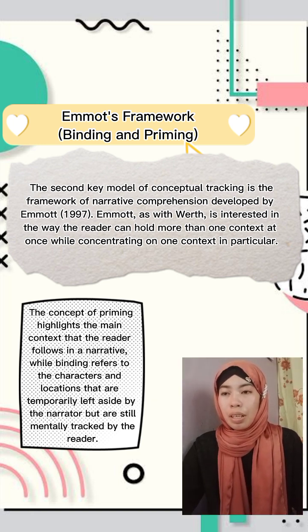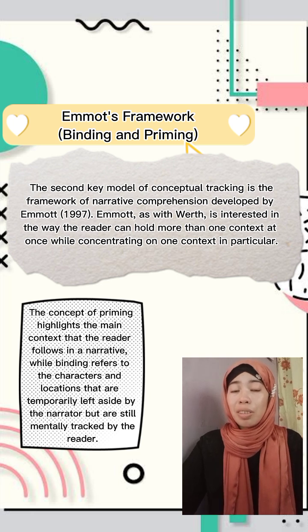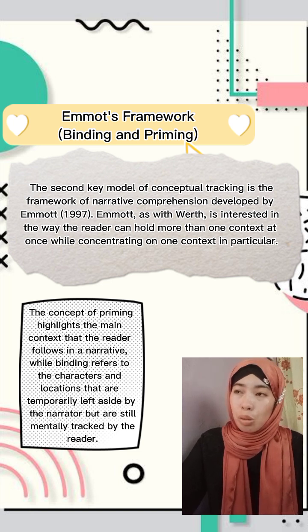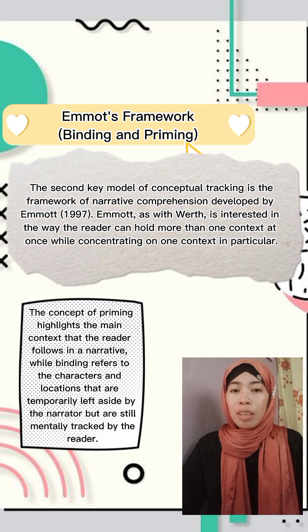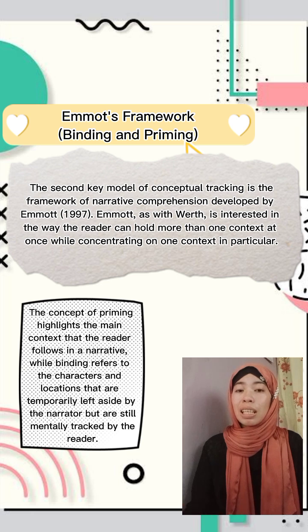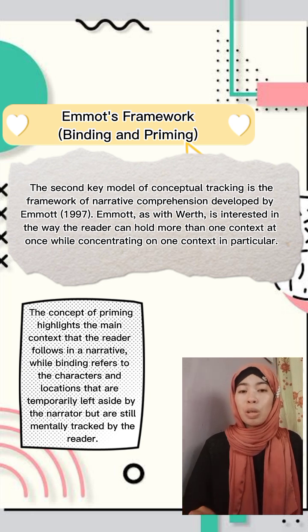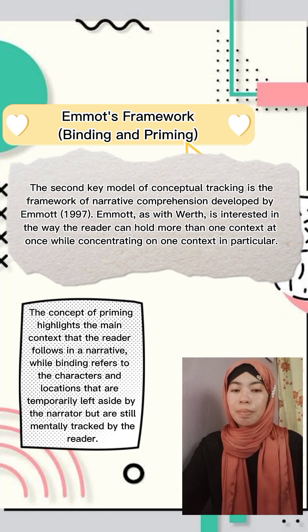Okay, so therefore, Emmott's framework introduces the idea of binding, which is how the readers connect characters and places in their minds as they read. So this helps readers follow the story smoothly. So priming is when one part of the story becomes the main focus for the reader's attention. Even when characters or places are not actively mentioned in the story, readers still keep them in mind until the story signals that they are no longer important. So this helps readers to engage and understand the relationships between different parts of the story.